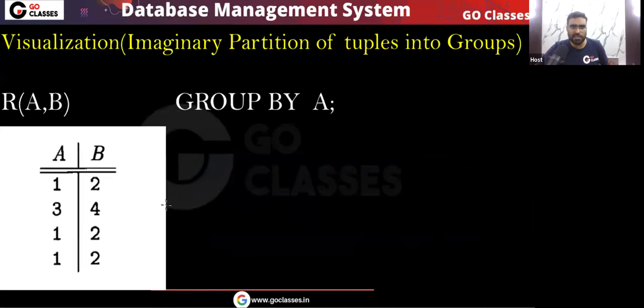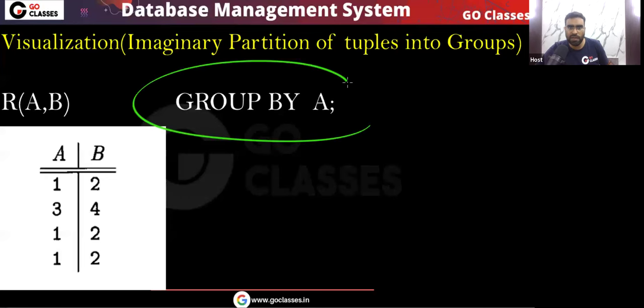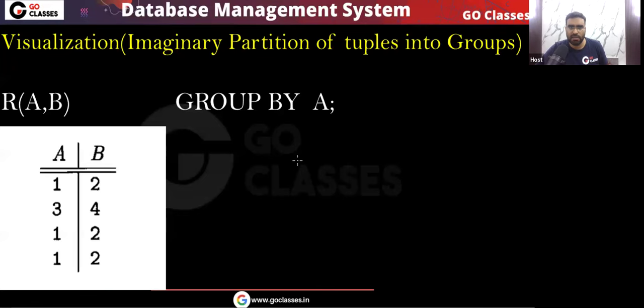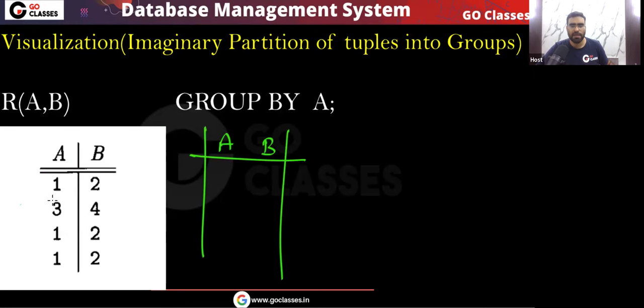Now, first let's understand what grouping means. For example, this is your table R. Now, if I say group by A, then what does it mean? Will it happen that all these tuples will shuffle? When I say group by A, will all the tuples shift, exchange their places? Will they shift? No, they are not shifting.